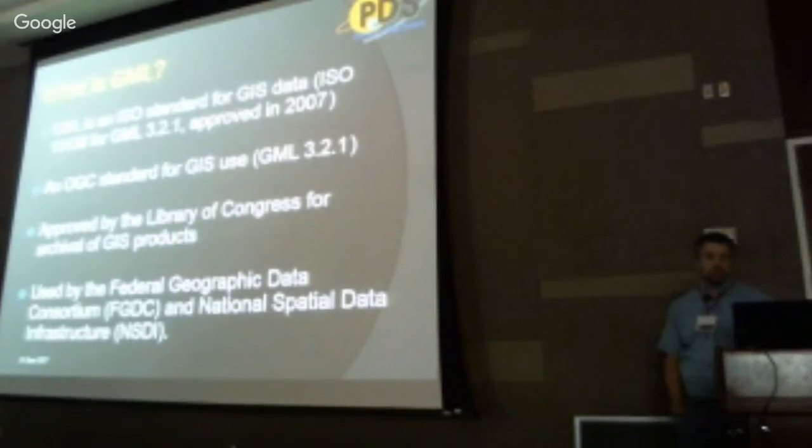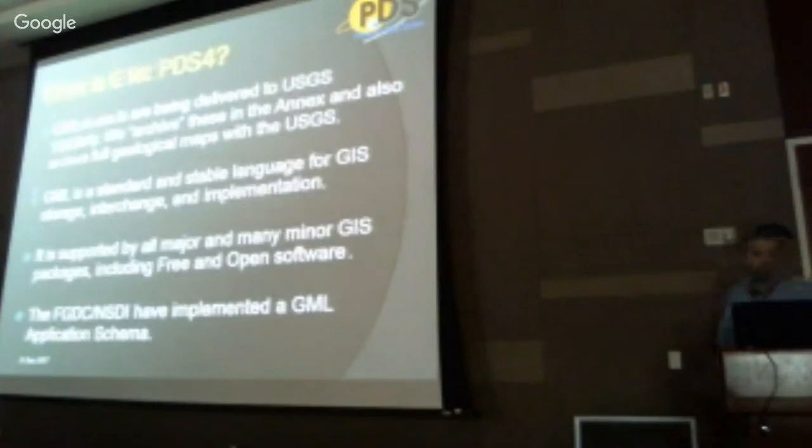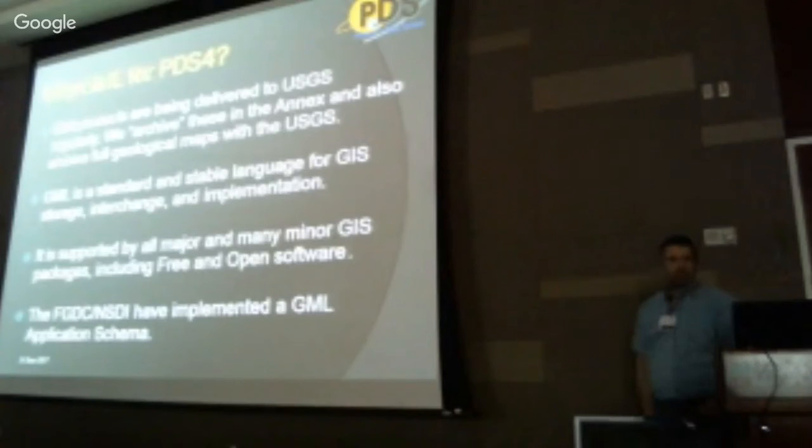The most recent approval was in 2007, so it's a pretty stable standard as well. It has been approved by the Library of Congress for archival of GIS products and is also used by the FGDC and National Spatial Data Infrastructure for archival of GIS products. So why GML for PDS4?